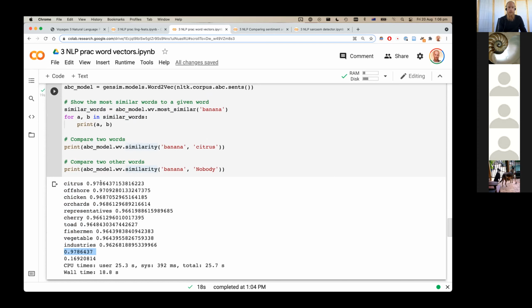So we can look at the similarity between banana and citrus, and we're expecting that, well, that's one that we saw before. And here's a similarity. What if we did that with something else? We'll see if boat is in there.